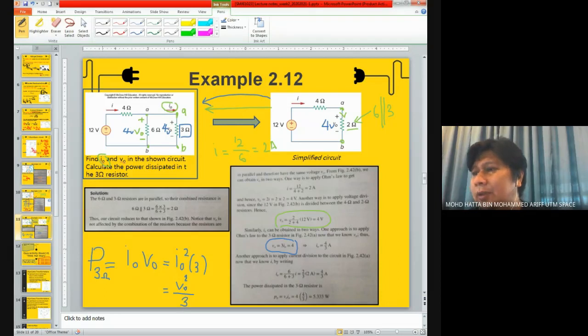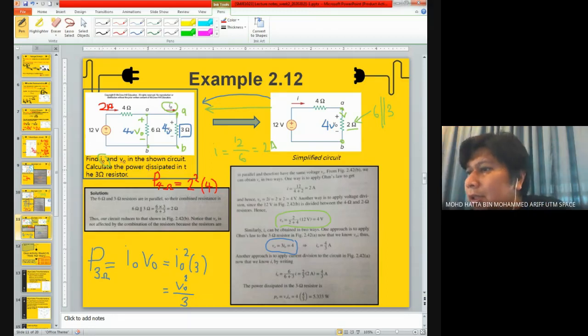Okay, if I change the question a bit, what if we try to calculate the power dissipated in the 4-ohm resistor? What option do I have? Since I've already calculated the I value over here, which is 2 amperes, I can easily calculate the value of P4. P4 ohm is equal to 2 squared times 4. This is the fastest, easiest, simplest way to calculate the power dissipated at the 4-ohm resistor. Why?